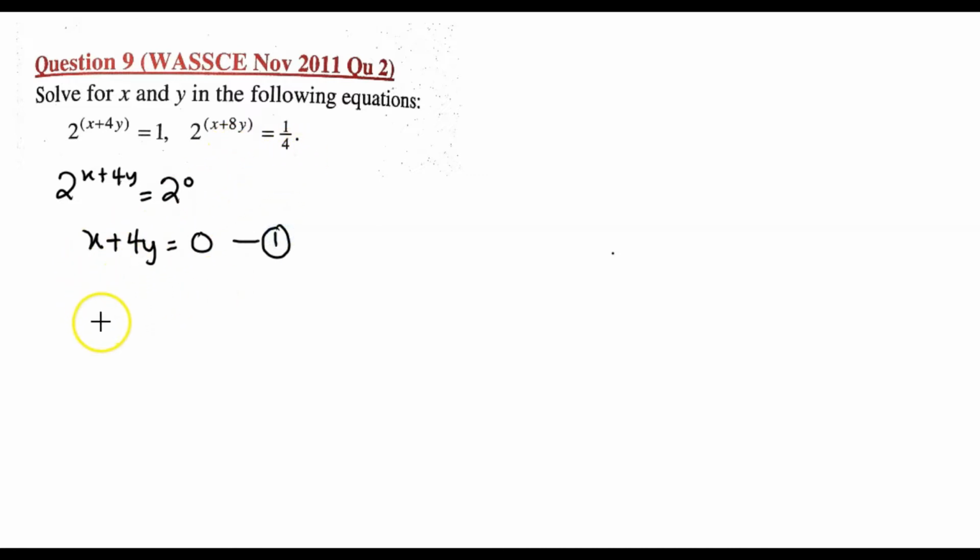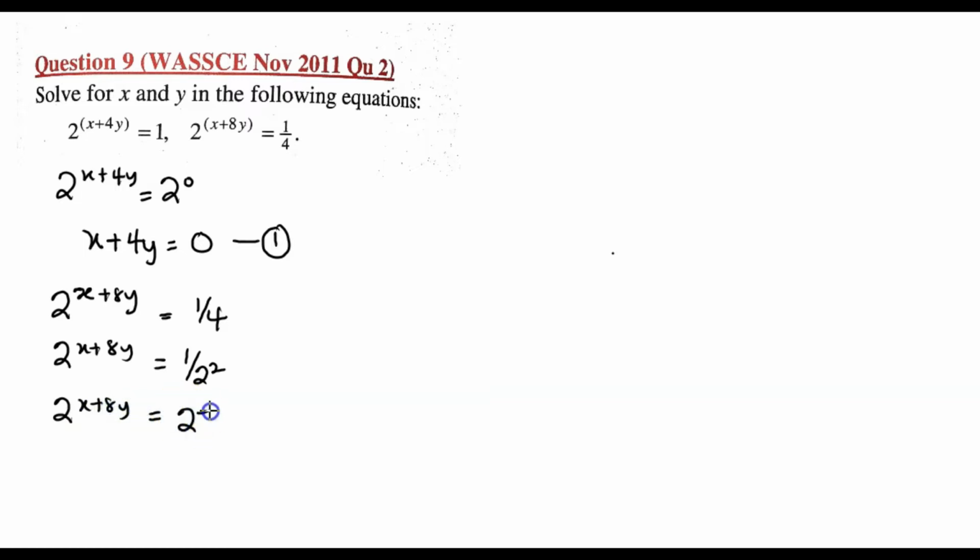Taking the second equation into consideration, which was given as 2 power x plus 8y equal to 1 on 4, we can write 1 on 4 as a base of 2, which is going to be 2 power x plus 8y equal to 1 on 2 power 2. Since it's a fraction, we can also express it as a negative exponent. So 2 power x plus 8y will then be equal to 2 power negative 2.